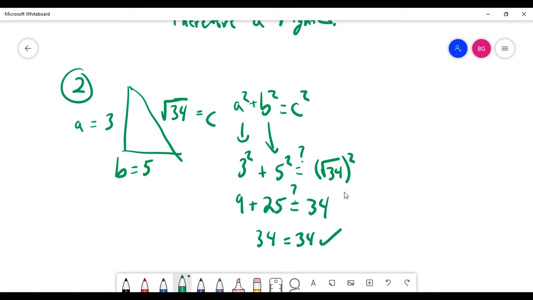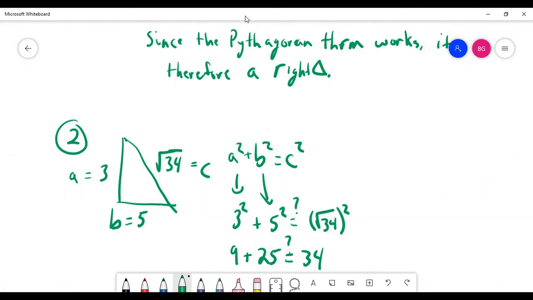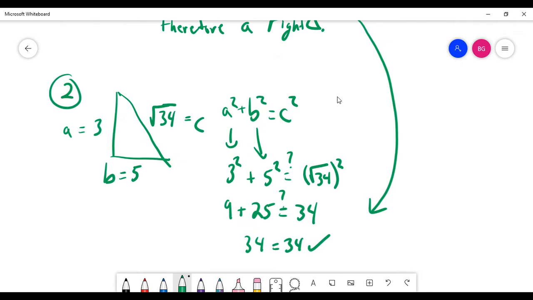So we would go ahead and write the same statement here. You guys should rewrite this. I'm not going to for time's sake, but that same statement should be written. You should say, since the Pythagorean theorem works, it is therefore a right triangle as well.